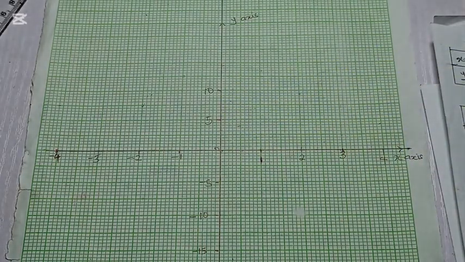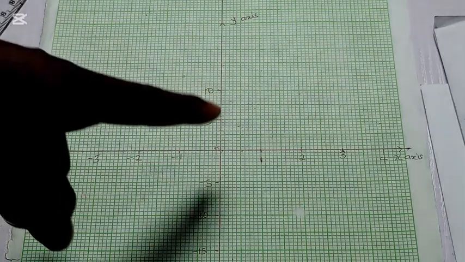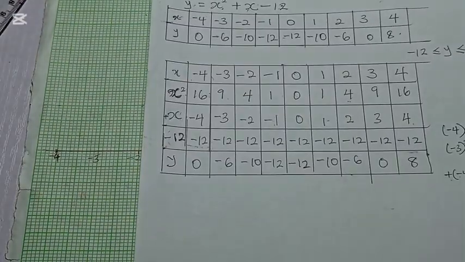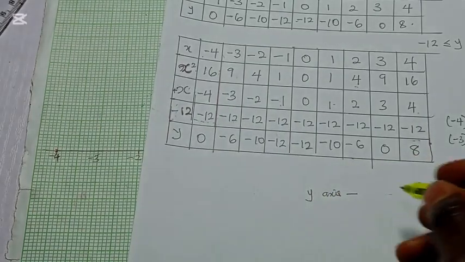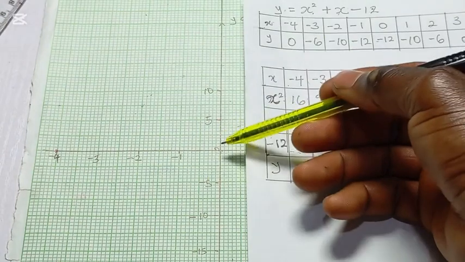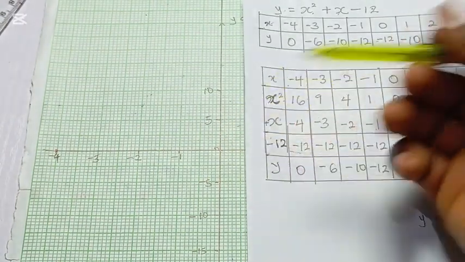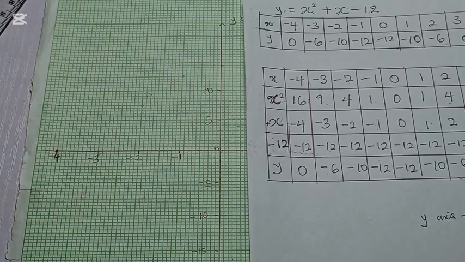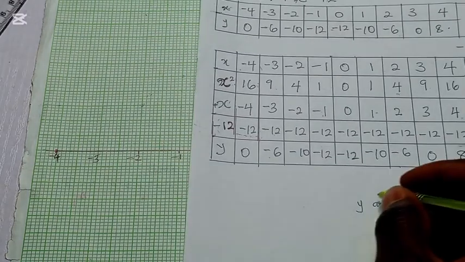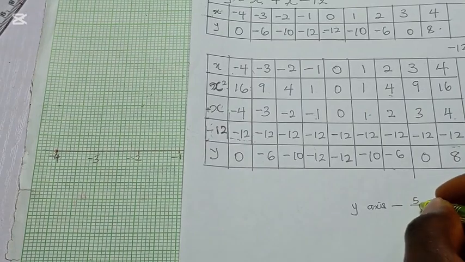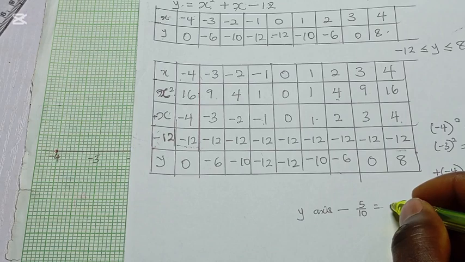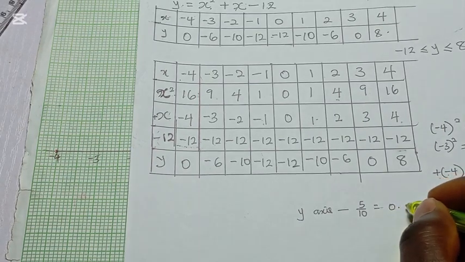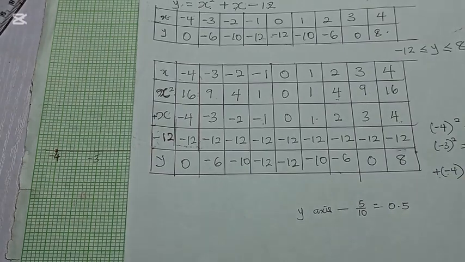Now, what is the measurement of each of these 10, each of these smaller boxes? Since we have 10 smaller boxes, I'm going to do the math here. Considering my y-axis, from here to here I have 10 smaller boxes, and that's 5 units. So that simply means 5 divided by 10, and that should be 0.5.